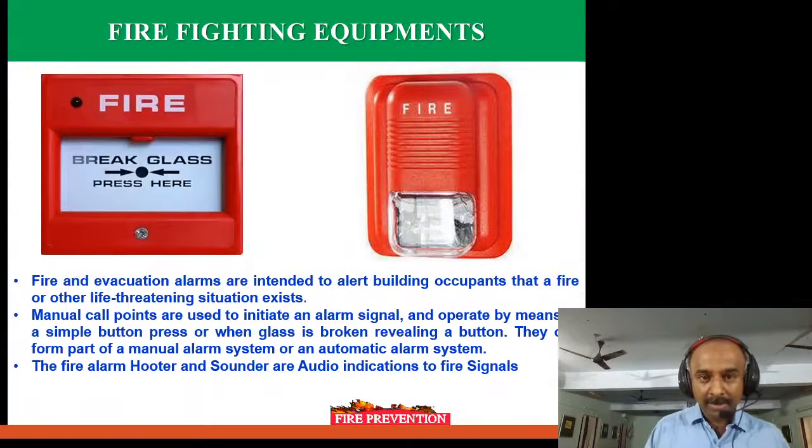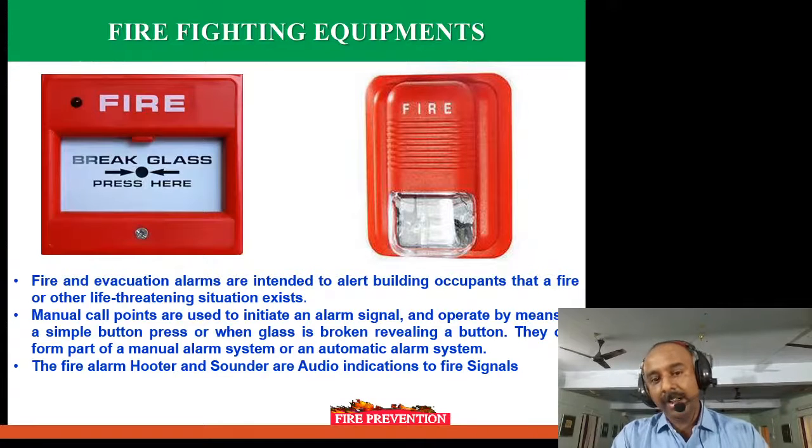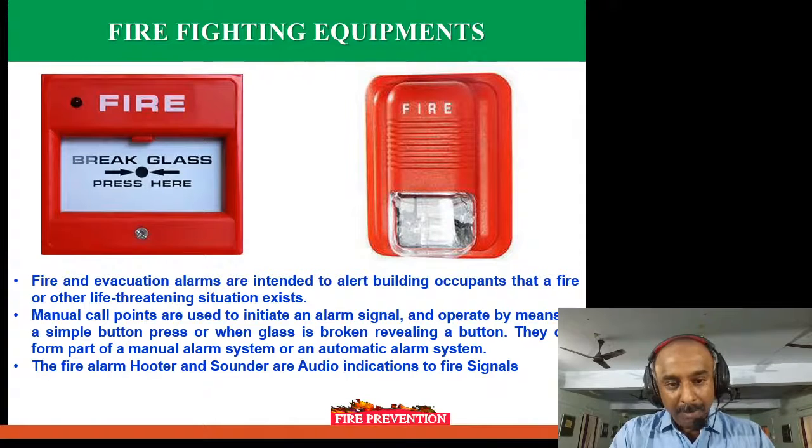Okay, these are some of the firefighting components: manual call point, hooter. The fire and evacuation alarms are intended to alert building occupants in case of fire or any emergency situation. So what is the purpose of the manual call point? Manual call points are used to initiate an alarm signal and operate by means of a simple button press or when a glass is broken revealing a button. They can be operated manually or be part of the automatic system. This system is interconnected with the heat and smoke detector.